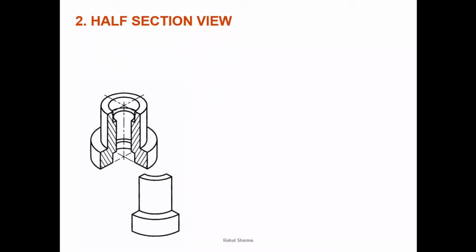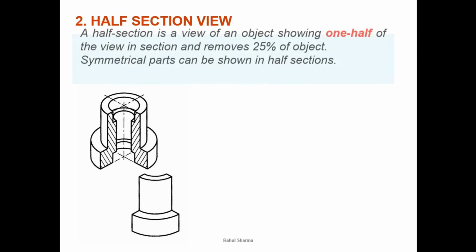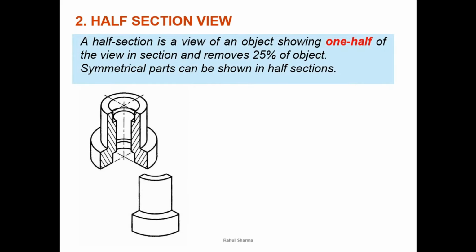We will see now the half sectioning. What is half sectioning? Half sectioning is when we cut an object with a 90-degree section plane, we are removing 25% of the object. We are removing a quarter part of the object, maybe the left part or maybe the right part.